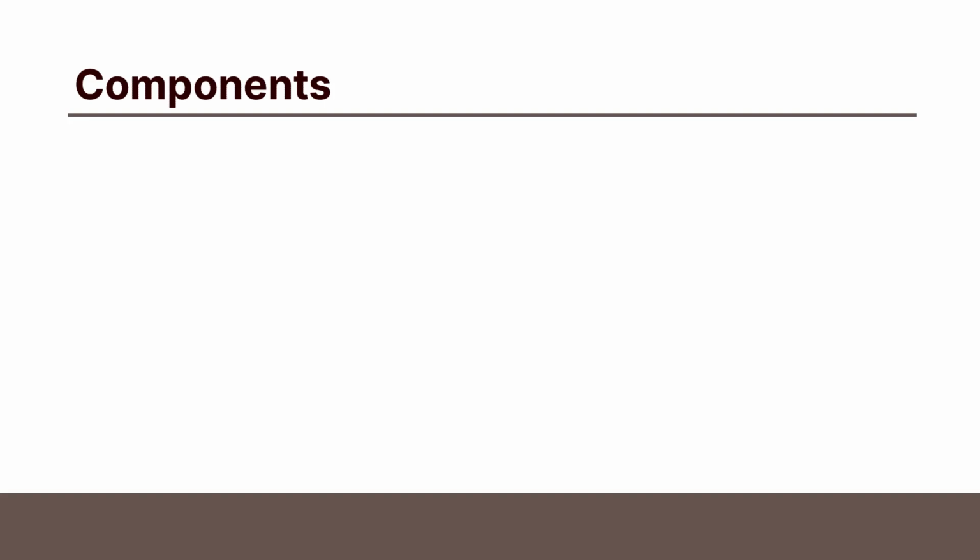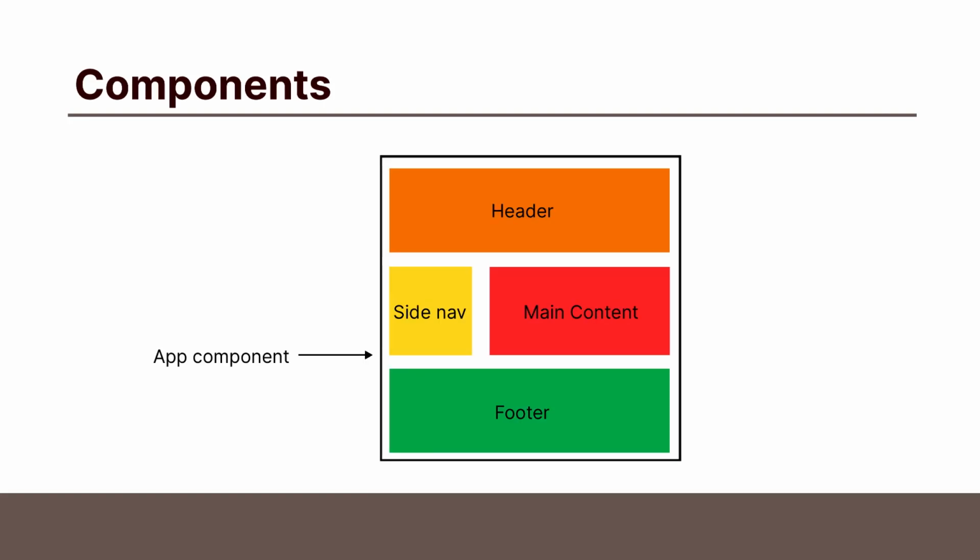In React, a component represents a part of the user interface. Going back to the example from the earlier video, you can say that our application has four components: one for header, one for side nav, one for main content, and one for the footer, and finally one component to contain every other component. The containing component is the root component and is usually named as app component in your application.